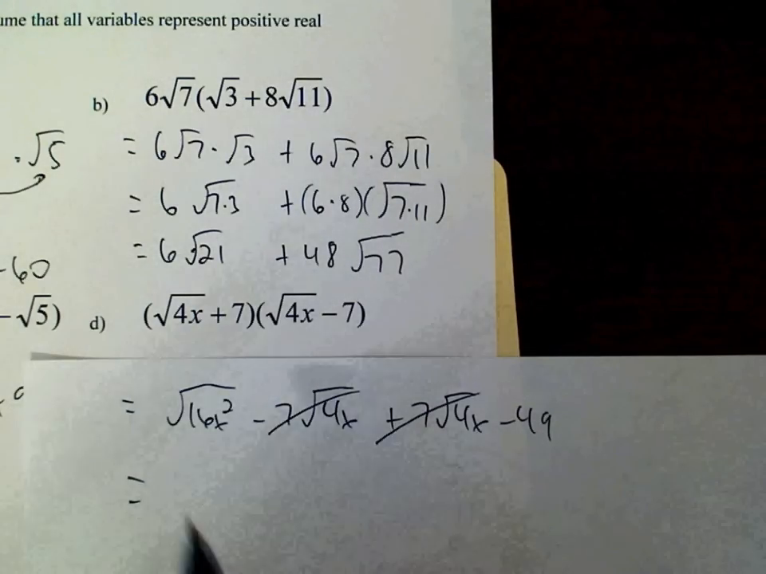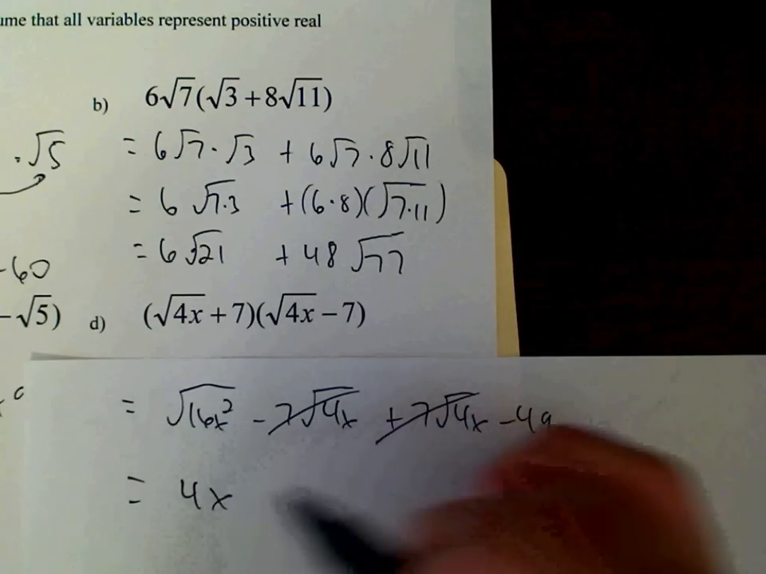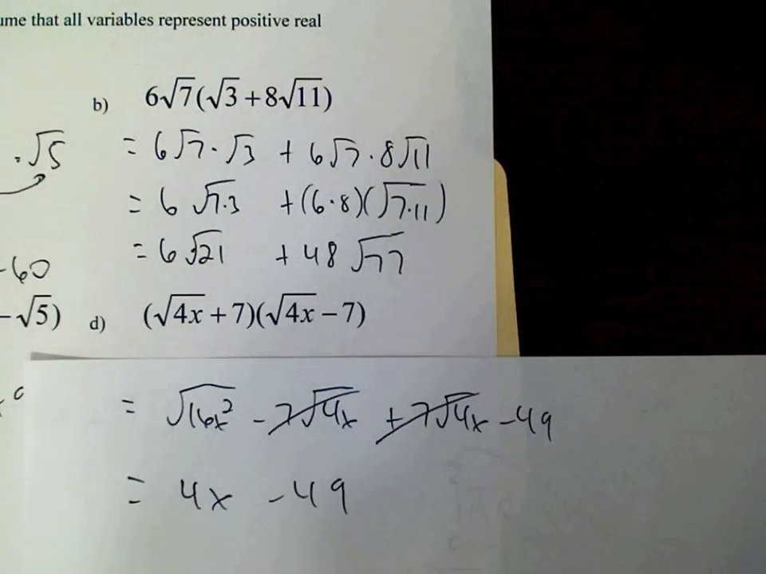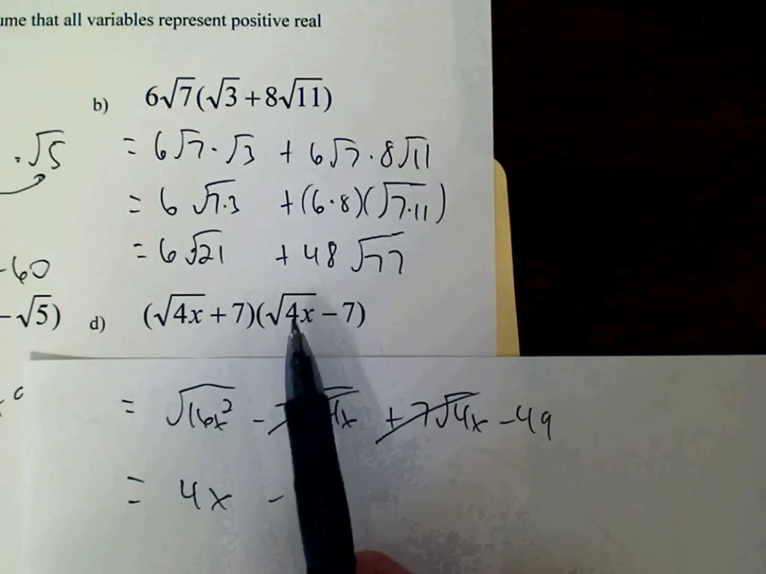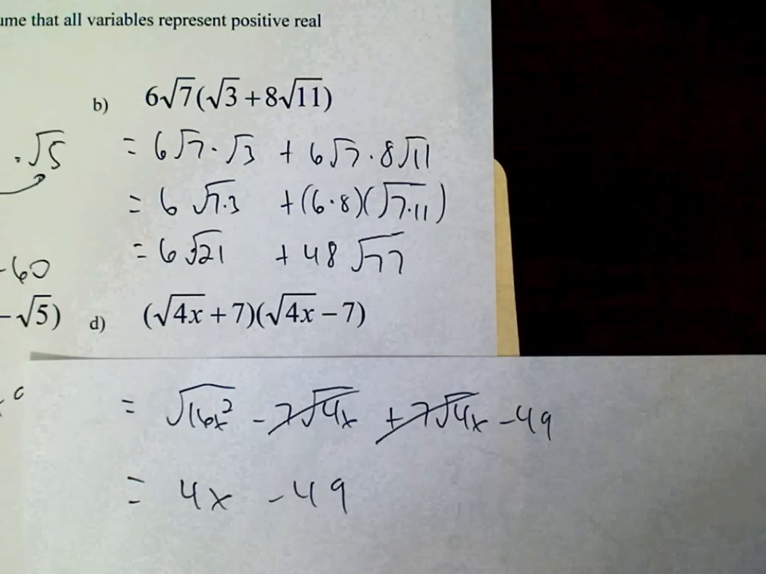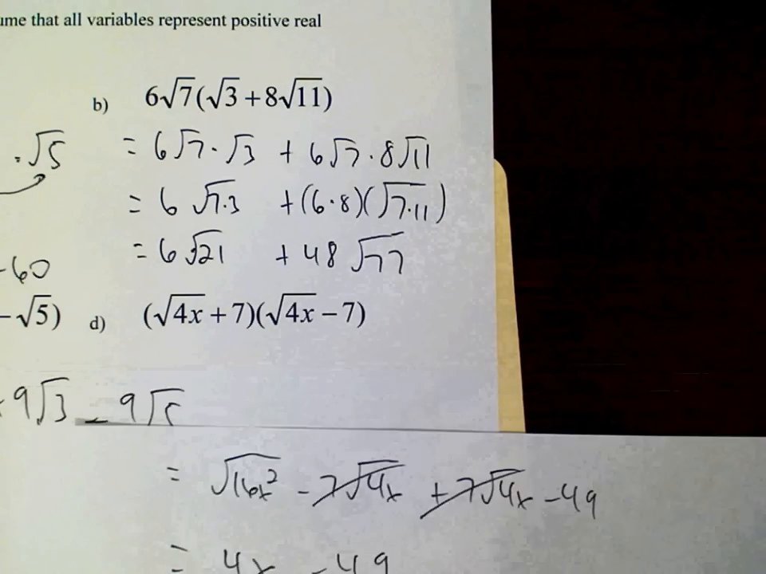This square root of 16 is the same as 4. The square root of x squared is x. And then the only thing left is a minus 49. No square roots remain. That's what happens when you multiply two binomials, and the only way they differ is by the middle sign. You're going to find out something special in the next video. That's what we're doing now.